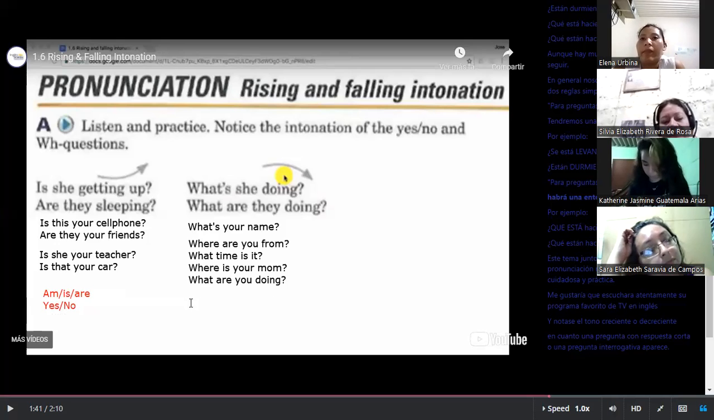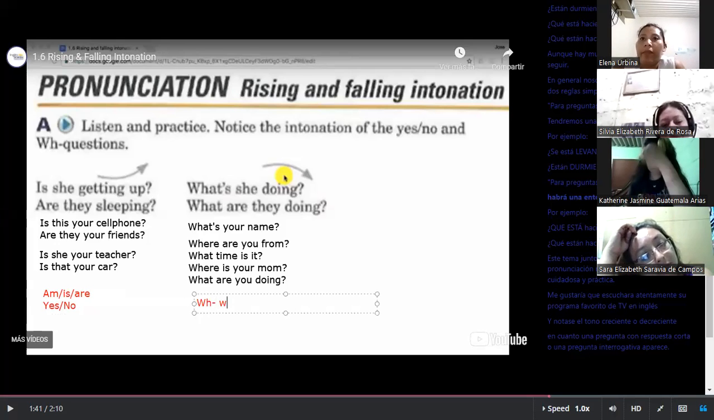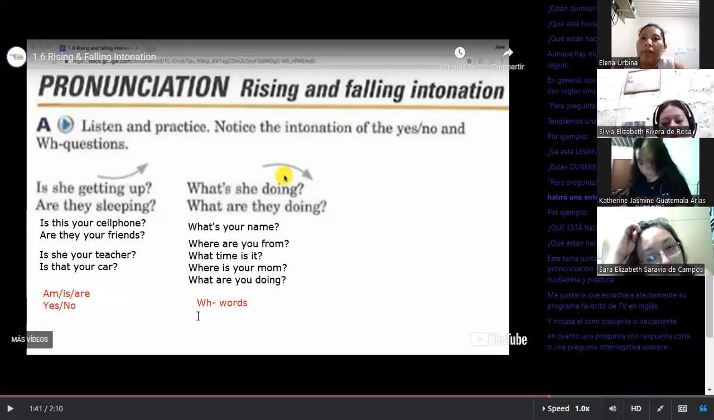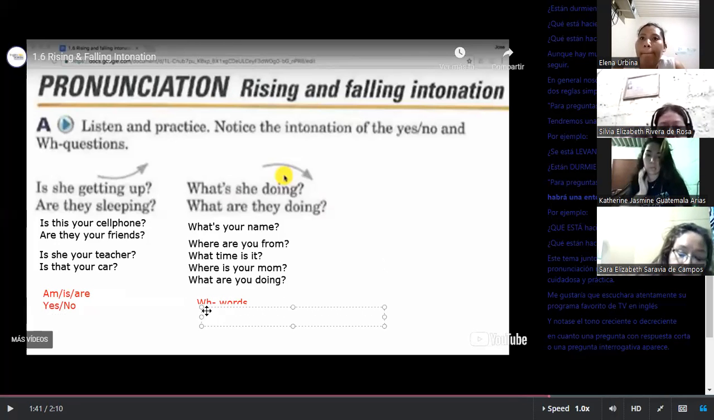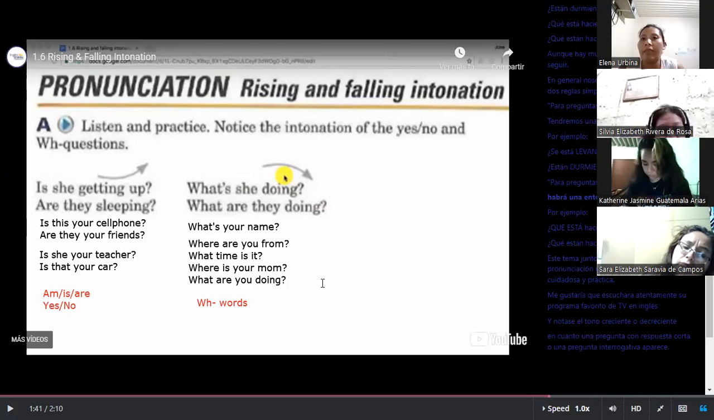¿Y cuándo baja la entonación al final? ¿Cuándo inician con las W's? En este caso, no las puedo responder con un sí, con un no. Se responden estas preguntas con información amplia o extra. Recuerden, esta es solo la práctica de cómo leer las preguntas para sonar natural en inglés. This is just pronunciation.